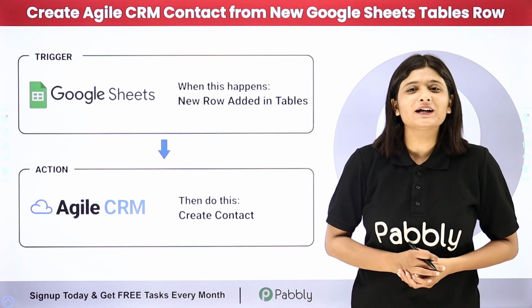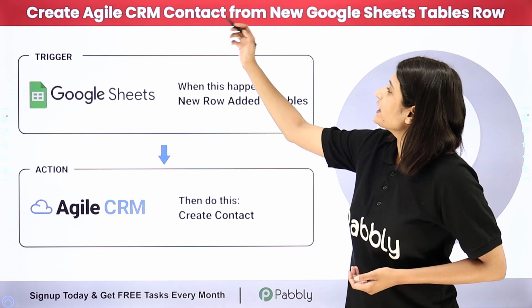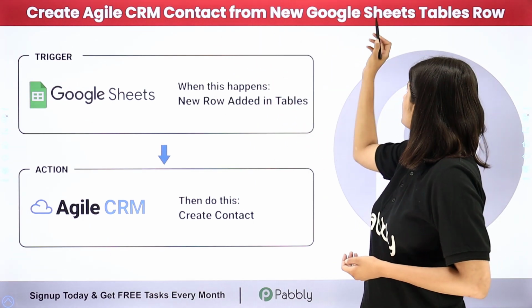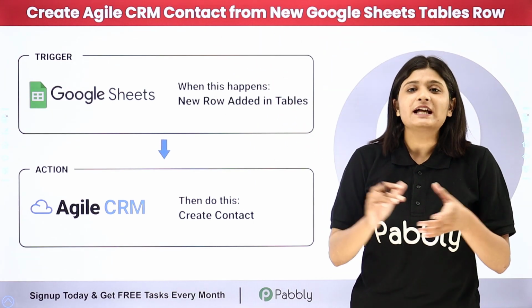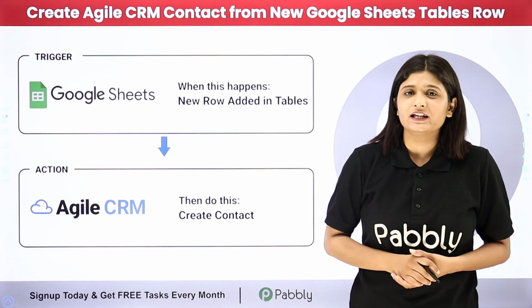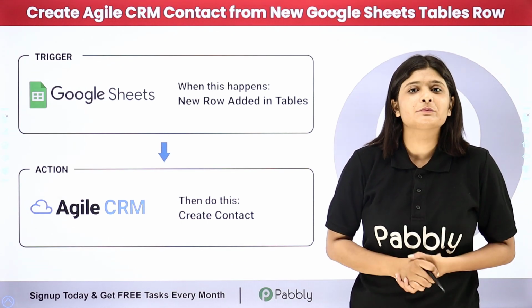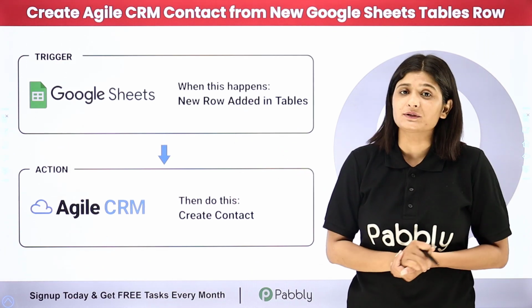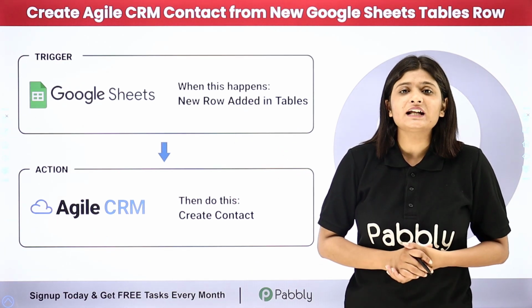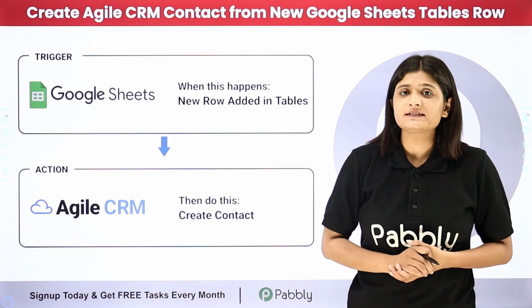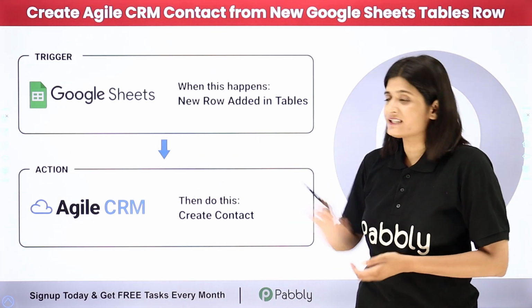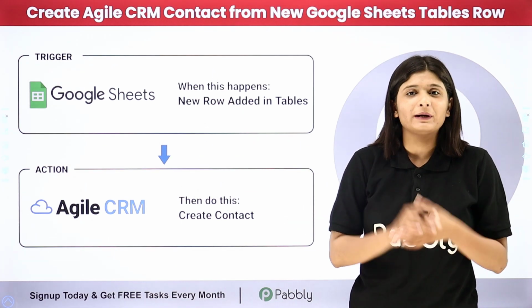So in this video we are going to learn how to create Agile CRM contact from new Google Sheets tables row. So let's suppose I am running a digital marketing agency and collecting all my customer informations in my Google Sheets tables. Now I want that whenever I add a new row in the Google Sheets tables, it is automatically sent to Agile CRM and the contact is created automatically.